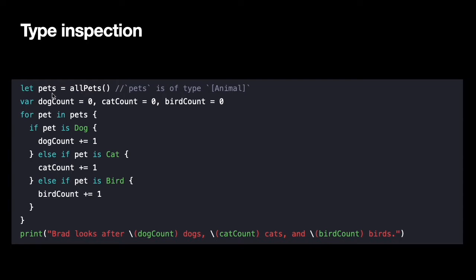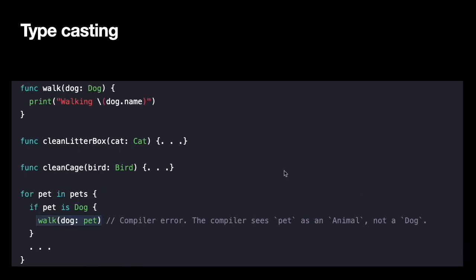Here's another example. Pets is an array of type animal. However, animal has three subclasses: dogs, cats, and birds. So for each pet in our pets array, we test it to see if the pet is the dog subclass or the cat subclass or the bird subclass, and act accordingly. Let's say the dog subclass has a method walk, where we can walk the dog. However, that method is not in the animal class.